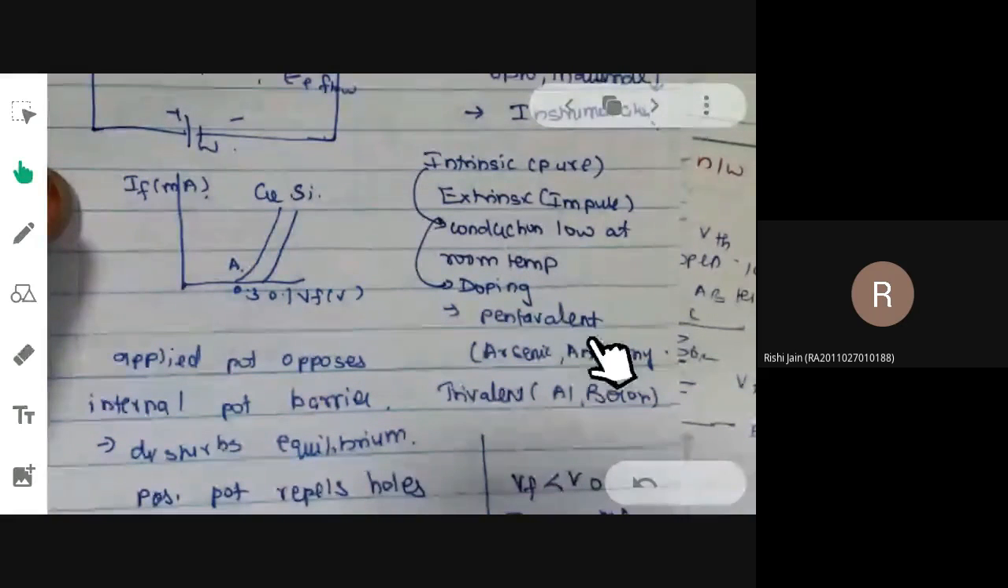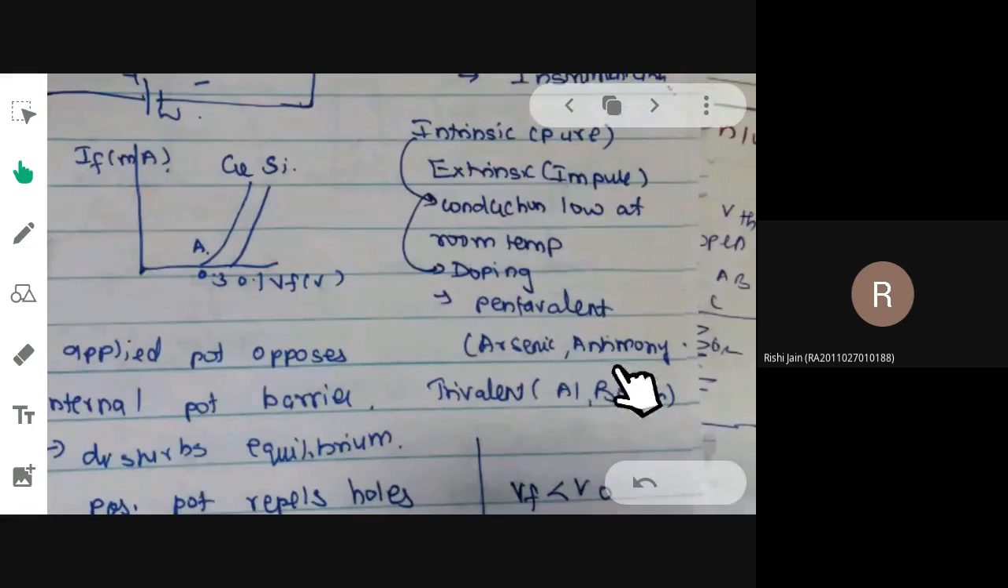Either pentavalent or trivalent impurities can be added. These questions may be asked in MCQ, so make a note. What are the examples for pentavalent impurity? Arsenic and antimony. And for trivalent impurity? Aluminium and boron.